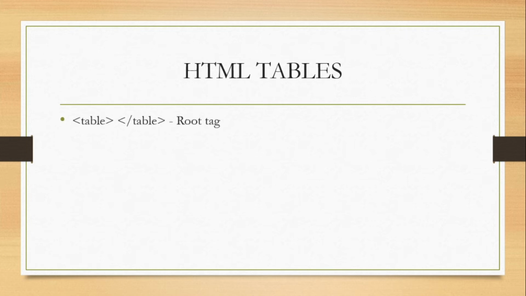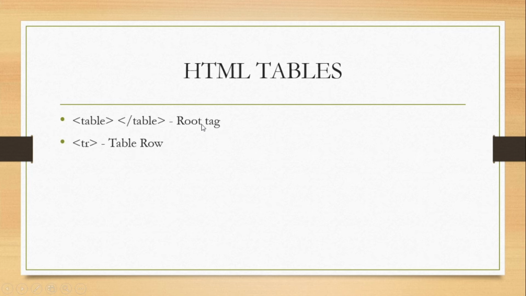So the first one is the table tag. Actually, the table tag is a pair tag, and for that reason has an opening and then a closing tag. So it is the root of the table. Everything that comes within the table is being enclosed by the table tag. So that is why we say it is the root.